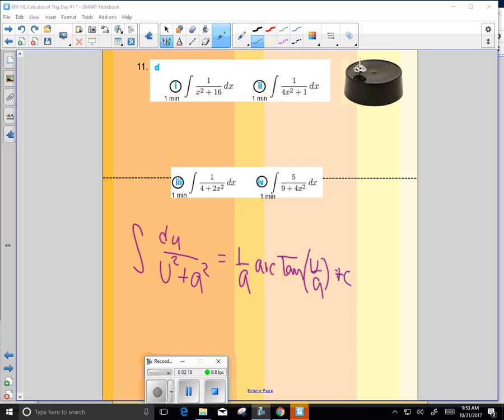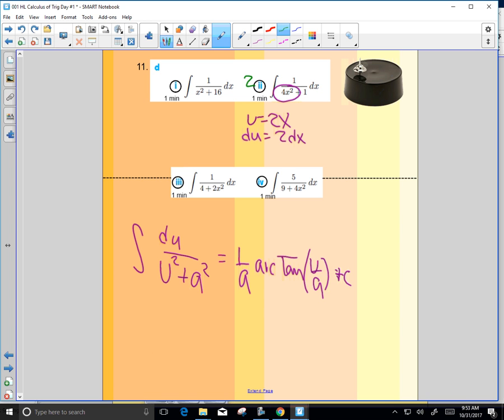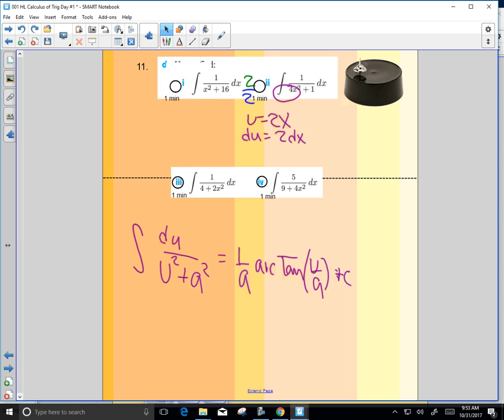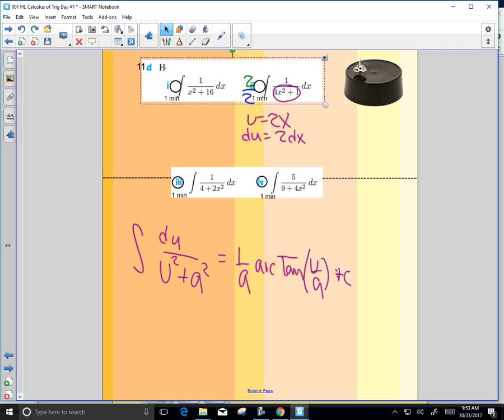So for the second one, we're going to use the same one, except u is going to be what this time? 2x. And what's du? 2 dx. Good, good. So we need to split this 2. We need a 2 up in the top.